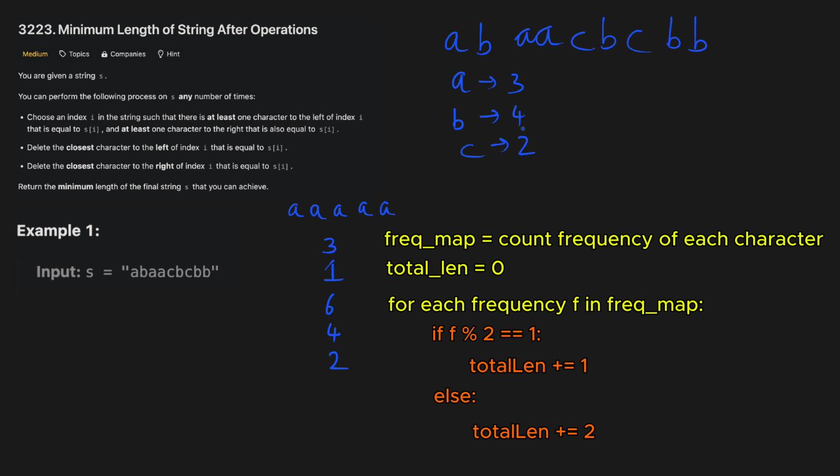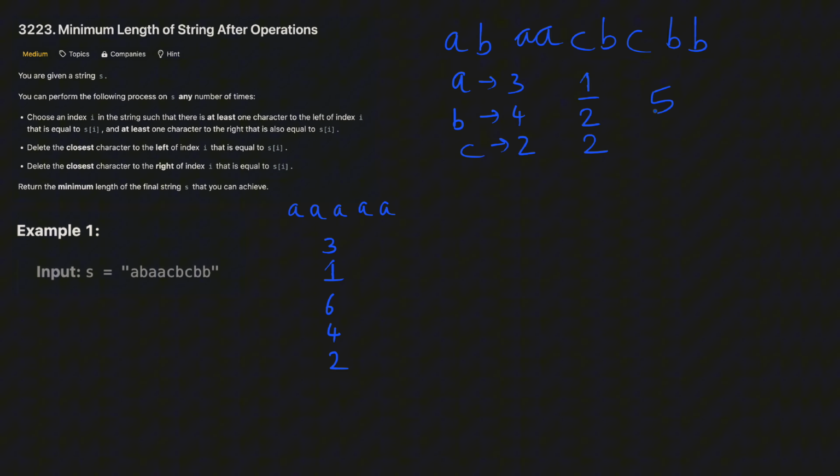So here we can see that A's frequency was 3, which is odd. So it will contribute 1 to the answer. B's frequency is even, so it will contribute 2 to our answer. And C's frequency is even as well, so it will also contribute 2 to our answer. So total number of characters remaining after performing these operations is 5, which is also equal to the length of our minimum string. Now let's jump into the code part.